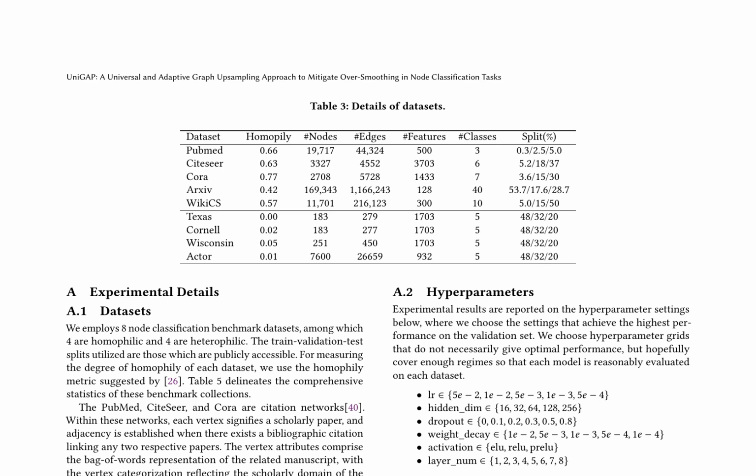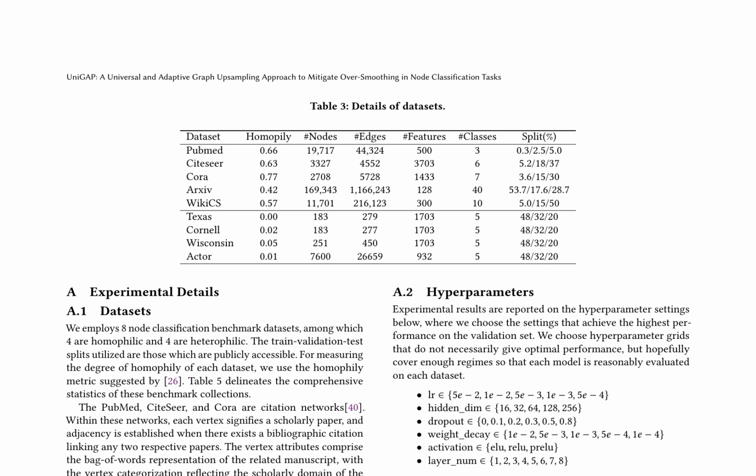The authors evaluate UniGAP on 8 node classification benchmark datasets, consisting of 4 homophilic and 4 heterophilic datasets, with publicly accessible train validation test splits. Homophily is measured using the homophily metric suggested by 26. The datasets include citation networks such as PubMed, CiteSeer, and Quora, where vertices represent scholarly papers and adjacency is established through bibliographic citations. Vertex attributes are represented as bag-of-words representations of the related manuscript, with vertex categorization reflecting the scholarly domain of the associated paper.